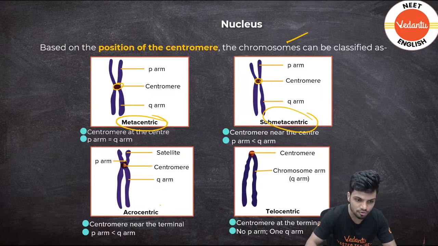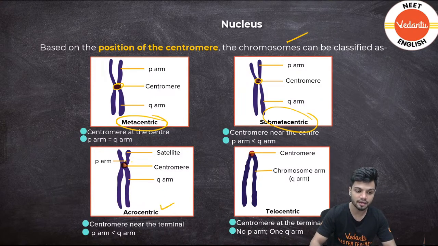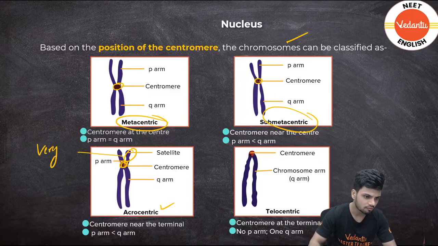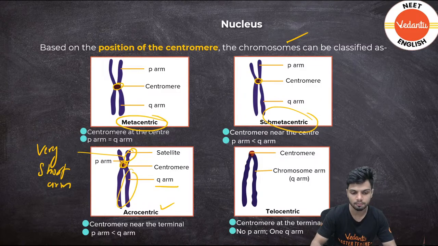Then there is acrocentric. In the case of acrocentric, the centromere is almost towards one side. Right? Almost towards one side. We have a very short arm here, a very short P arm, and a very long Q arm. In the case of telocentric, the centromere is at the terminal.